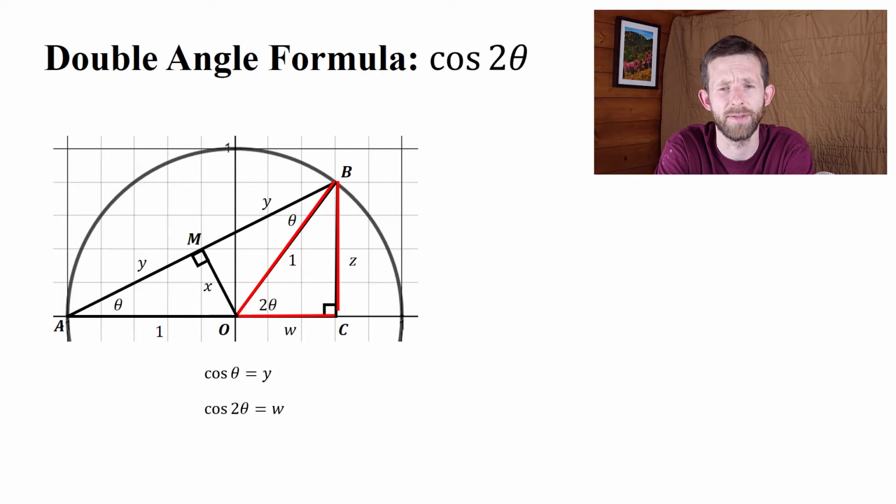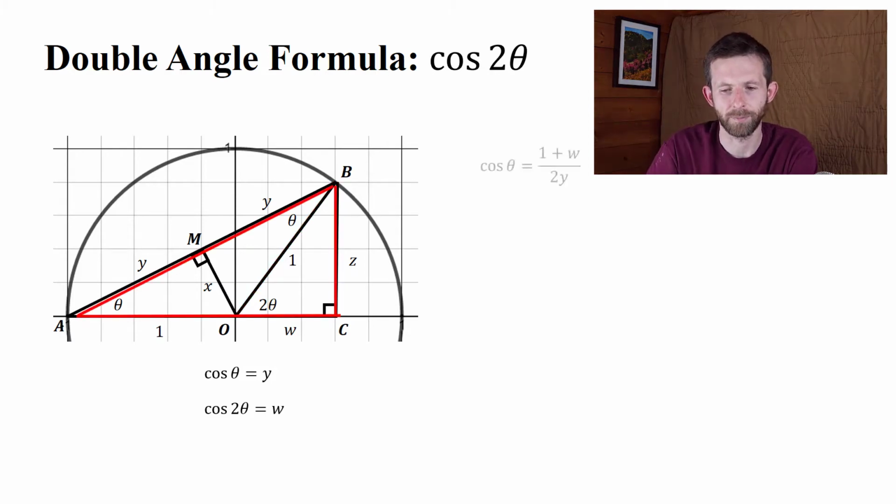If we look at this other triangle, the cosine of 2 theta is the adjacent side to the 2 theta, which is w, divided by 1, which is just w. So let's put those on the side for a second. And let's look at this big triangle, triangle ABC.